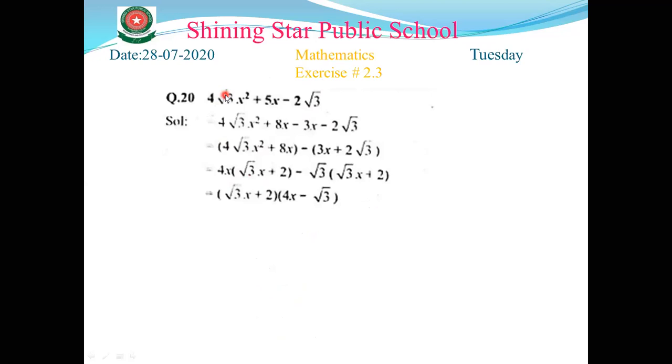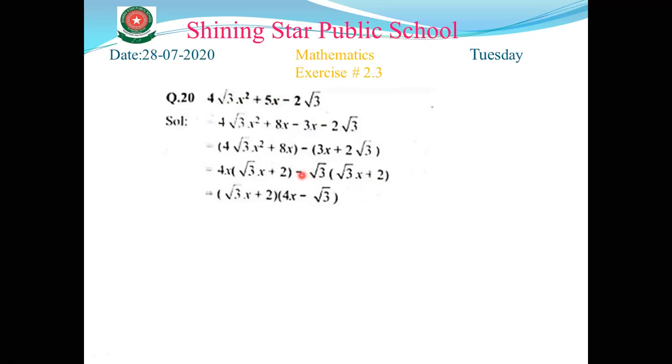Question number 20. 4 multiplied by square root 3x square plus 5x minus 2 square root 3. 4 2s are 8. 8 multiplied by 3, 24. Now, 8x minus 3x, 5x. From the first two terms, take the common 4x, square root 3x plus 2, and here we take the common square root 3, so it becomes square root 3x plus 2.